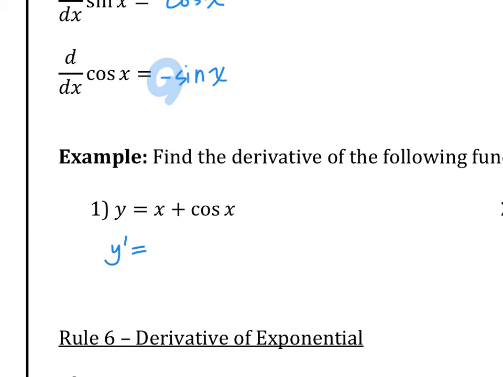So this is the sum and difference rule. So we take the derivative of each one separately. So the derivative of x, the highest exponent is 1, so then that's going to be 1 times x to the 1 minus 1, so x to the 0, which is just a constant. So the derivative of x is just 1.